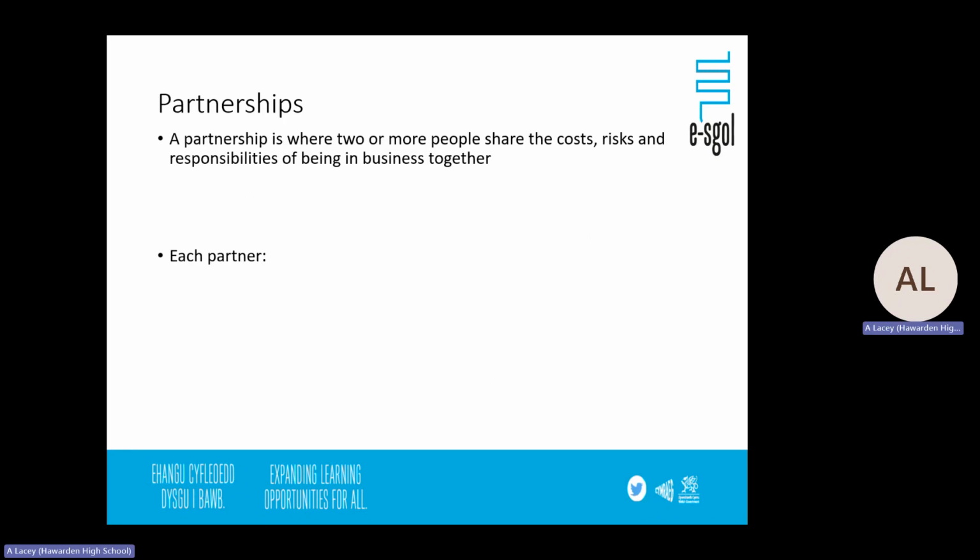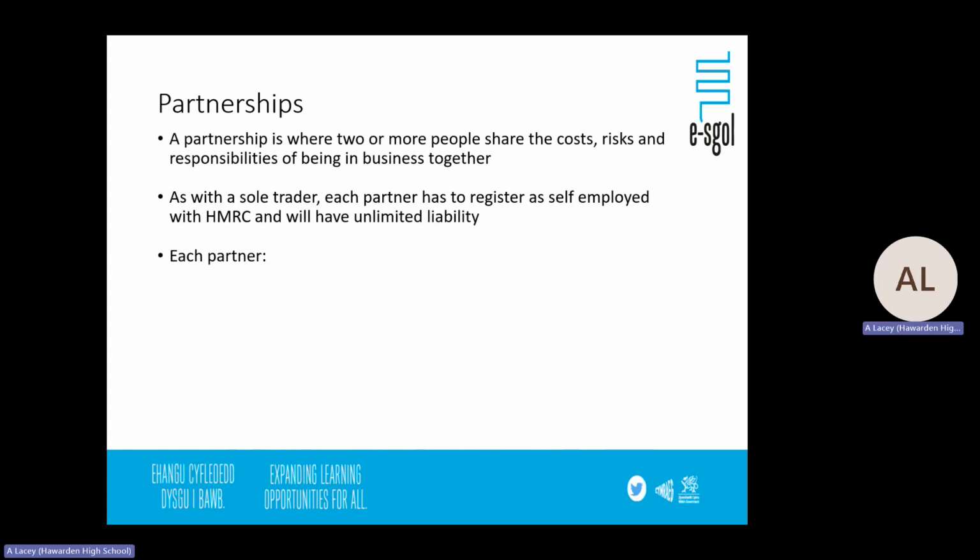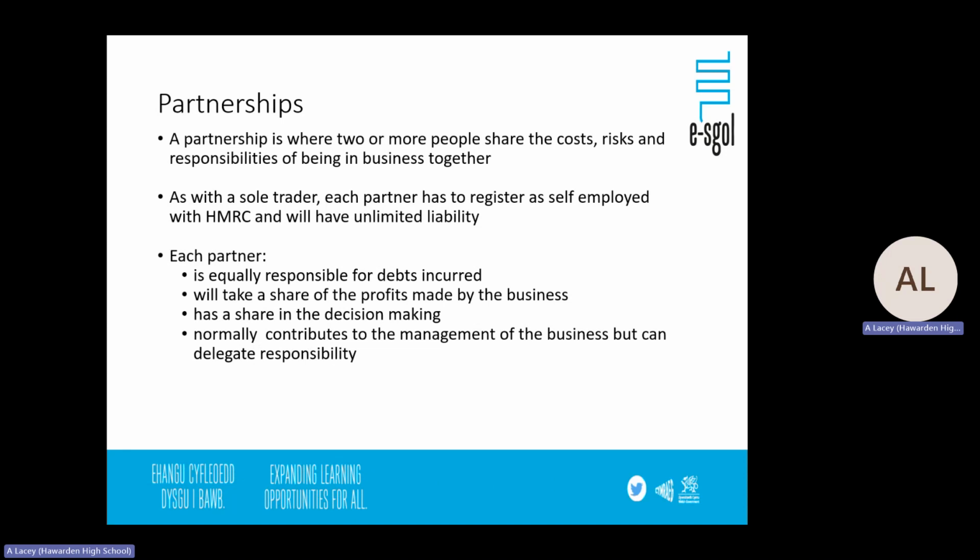You've got partnerships, and a partnership is where two or more people share the costs, risks and responsibilities of being in a business together. Now, as with a sole trader, each partner has to register as self-employed with HMRC, and again will have unlimited liability for their business. Each partner is equally responsible for the debts incurred and will take a share of the profits made by the business. They have a share in the decision making, and they normally contribute to the management of the business, but can delegate responsibility also.